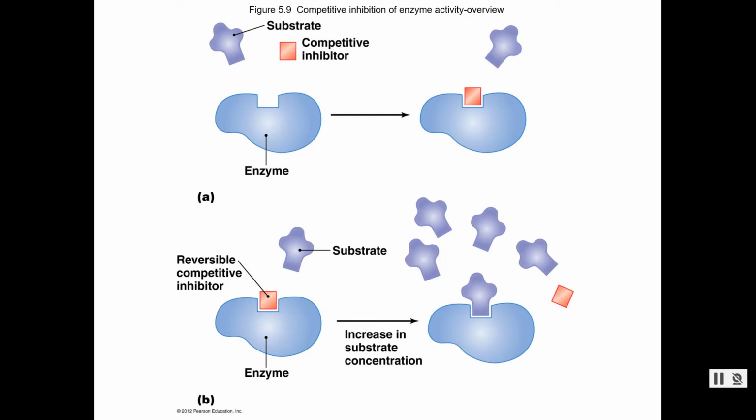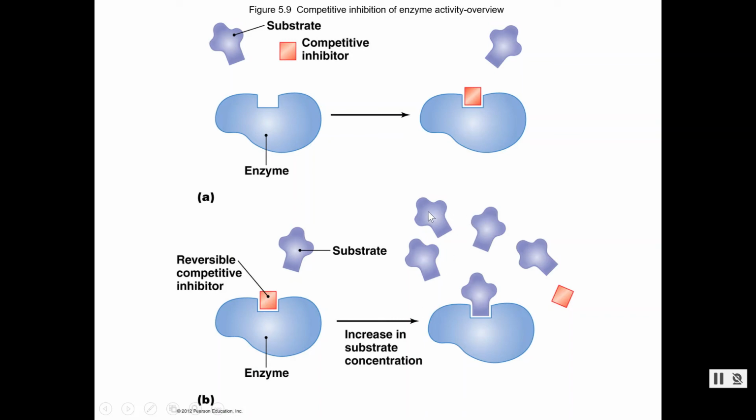This is competitive inhibition. You're blocking the enzyme, inhibiting it from working, and it's competitive because it's competing for the active site. So it's blocking it in this method. So this is called competitive inhibition. Now this is reversible. The competitive inhibitor won't stay blocked. It'll come off and then the substrate can do that.